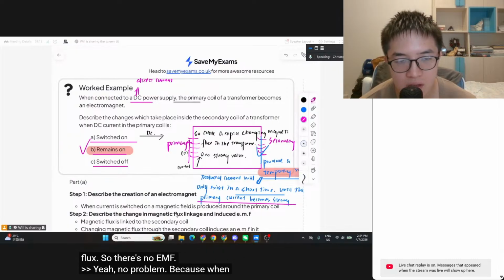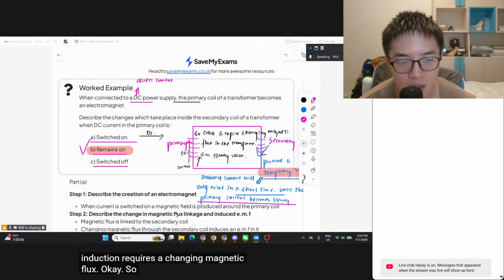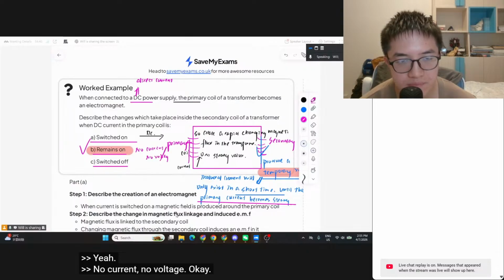Because when the DC current in the primary coil remains constant, the magnetic flux produced by the primary coil is constant, right? It does not change, because electromagnetic induction requires a changing magnetic flux. So there's no voltage or current induced in the secondary coil, right? Understand that? No current, no voltage. Okay, how about the last one?